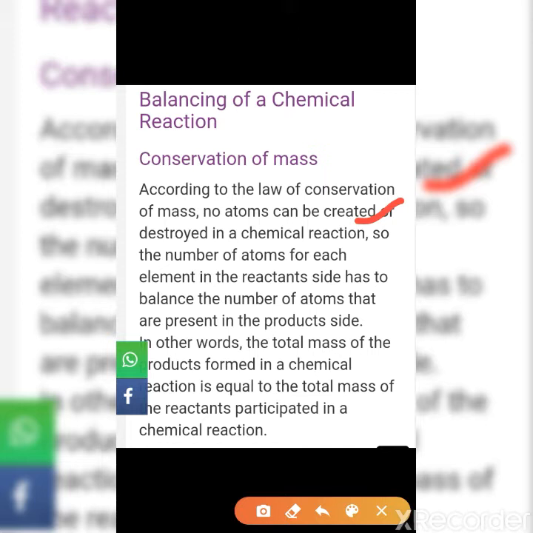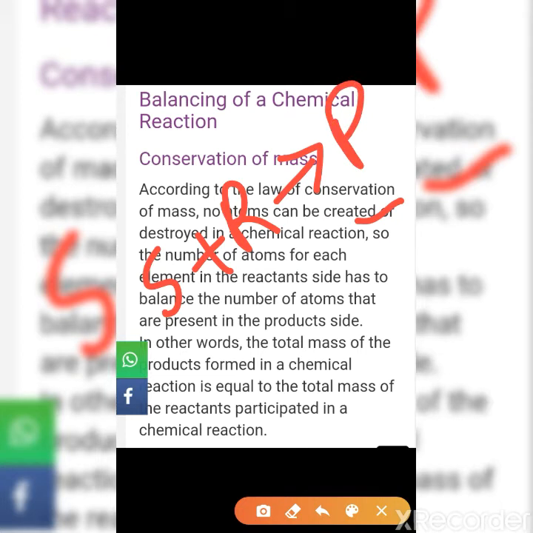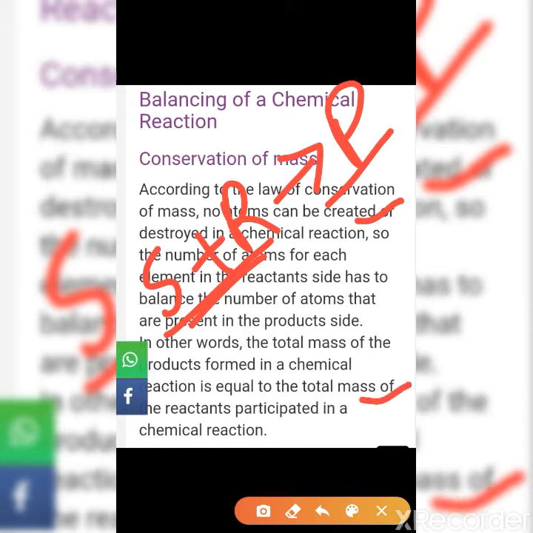It means that suppose this is the reactant and it forms the product. So the number of atoms on the left hand side and the number of atoms on the right hand side should be equal, according to the law of conservation of mass. In other words, we can also say the total mass of the product formed in a chemical reaction is equal to the total mass of the reactants participating in the chemical reaction.